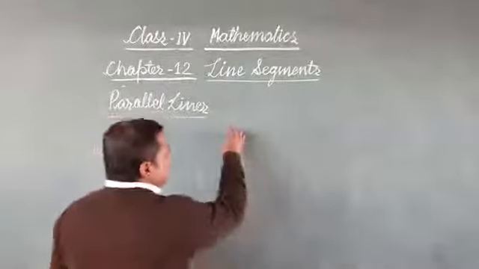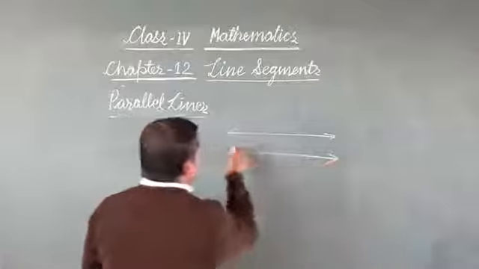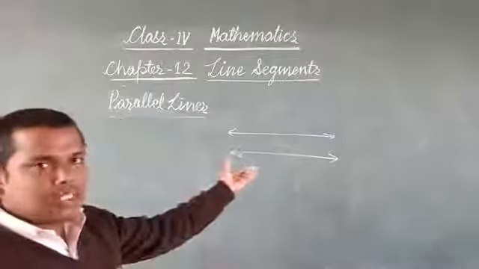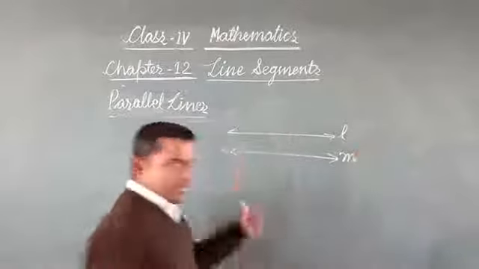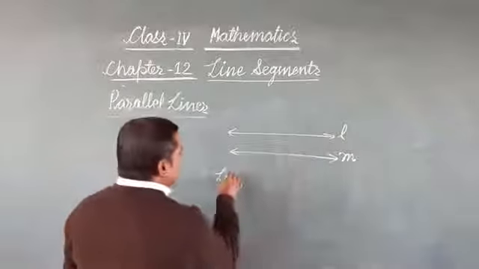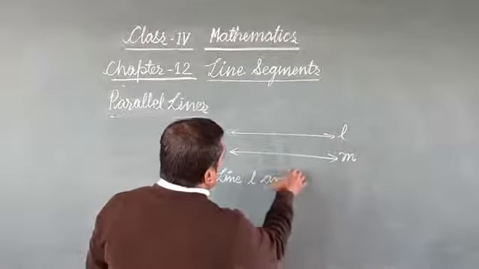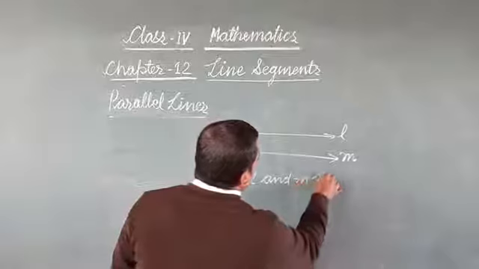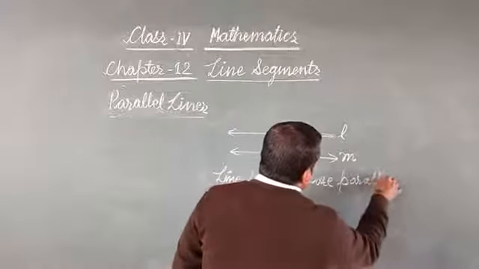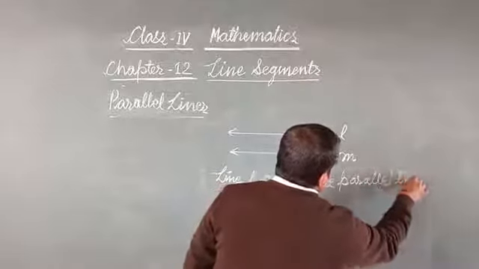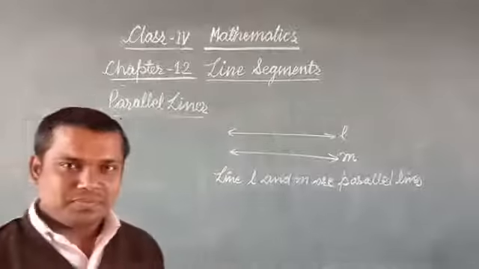First, the two lines having no common point. These are the two lines having no common point. This is line L and this is line M. So we can say line L and M are parallel lines, because they have no common point.